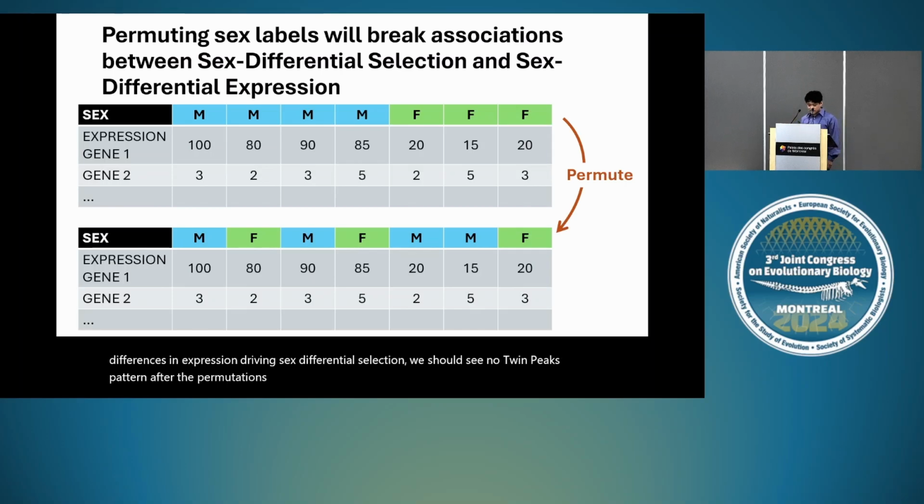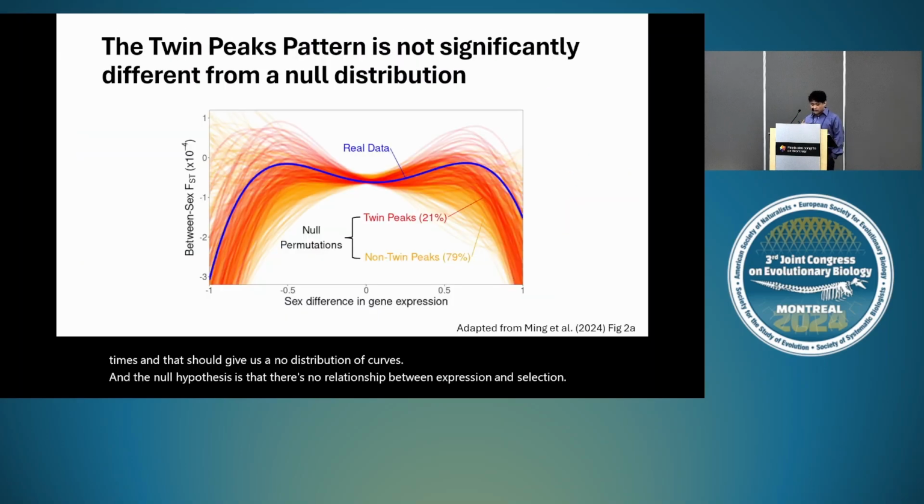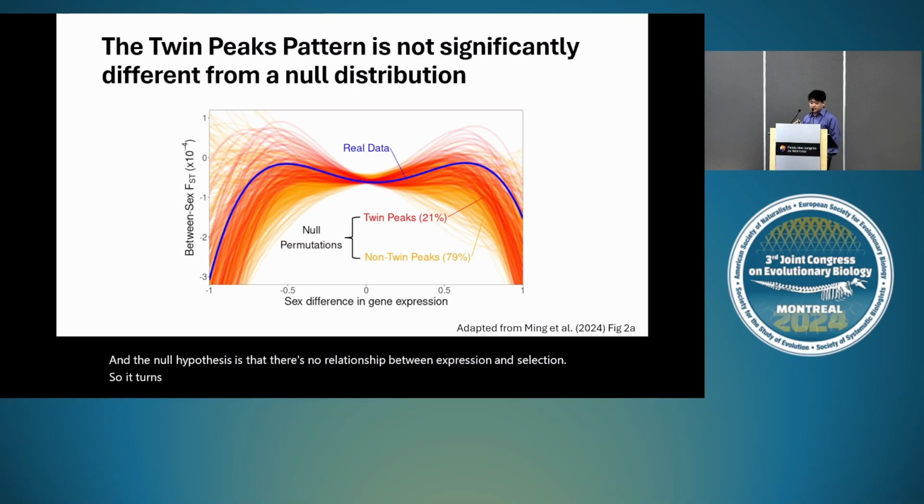So we're going to permute the sex labels, we'll recalculate the sex differences in expression, we'll rerun the regression, and then we'll do that a bunch of times. That should give us a null distribution of curves, and the null hypothesis is that there's no relationship between expression and selection. It turns out that the Twin Peaks pattern is consistent with this null distribution. You can see the blue line here, which represents the real data, is not an outlier when we compare it to the sex-permuted null curves in orange and red.